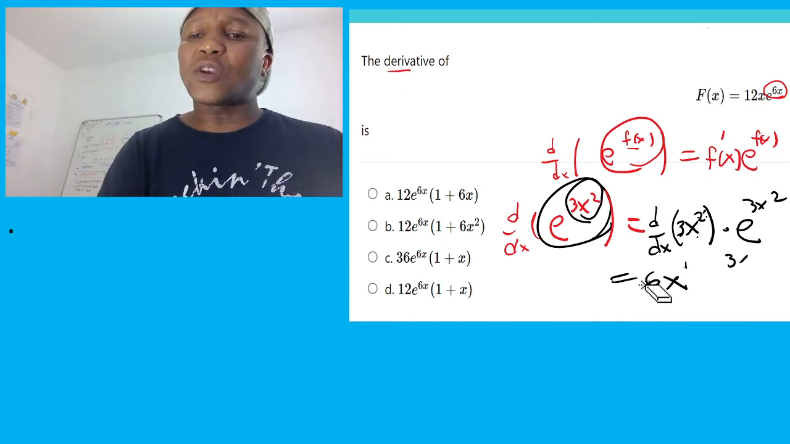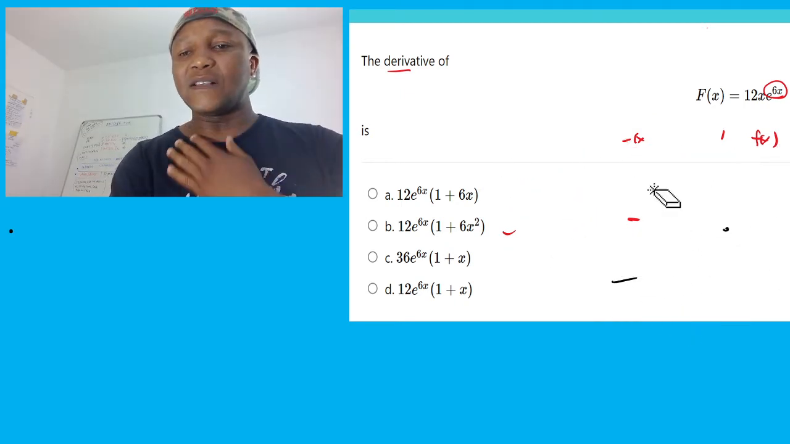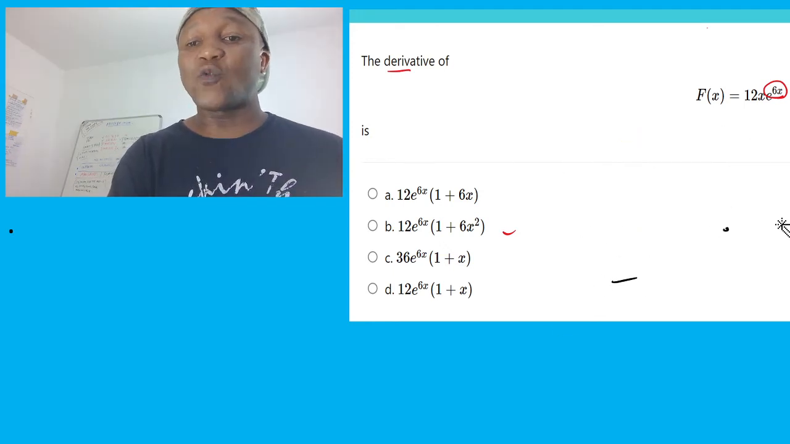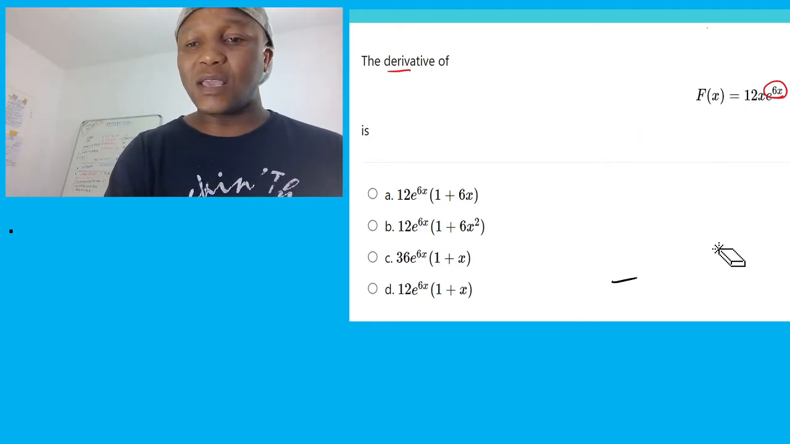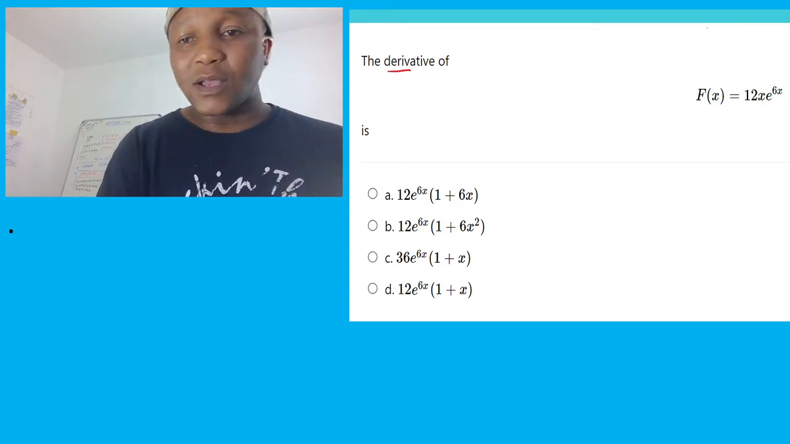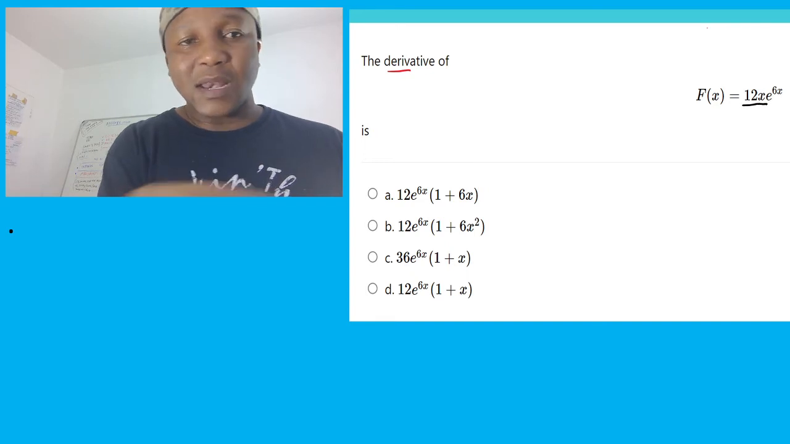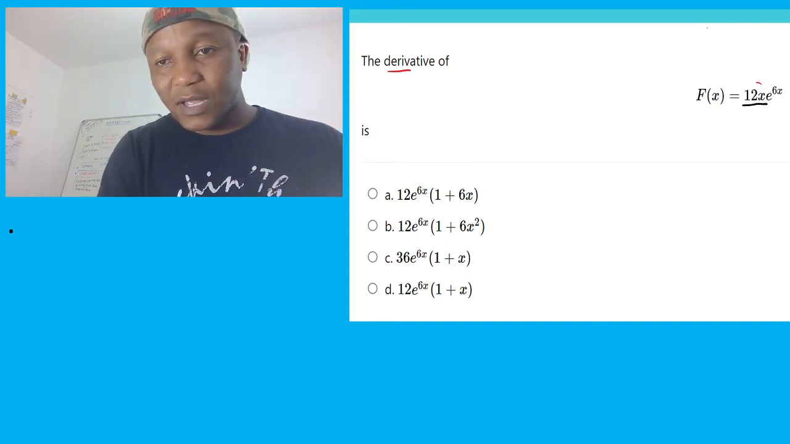Now let's get to the question. This question here has a product rule, meaning you have two functions. Unfortunately, it's not only e, it is attached to something else. Look, we've got two functions here. We have this one, and let me circle. I think if I circle it is more clear. This one here and that one there.